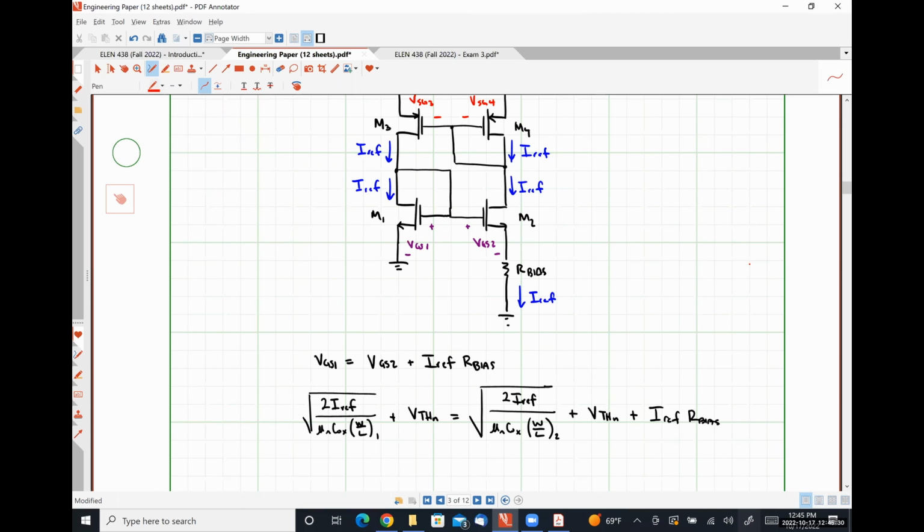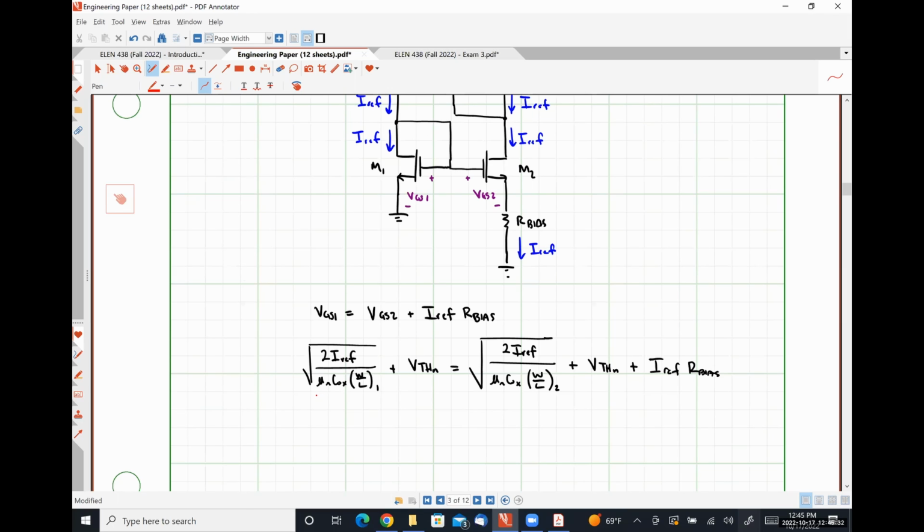So if we call this quantity beta 1, and this guy right here will be beta 2. And beta 2 we can think of as just a scaled version, K, of beta 1.